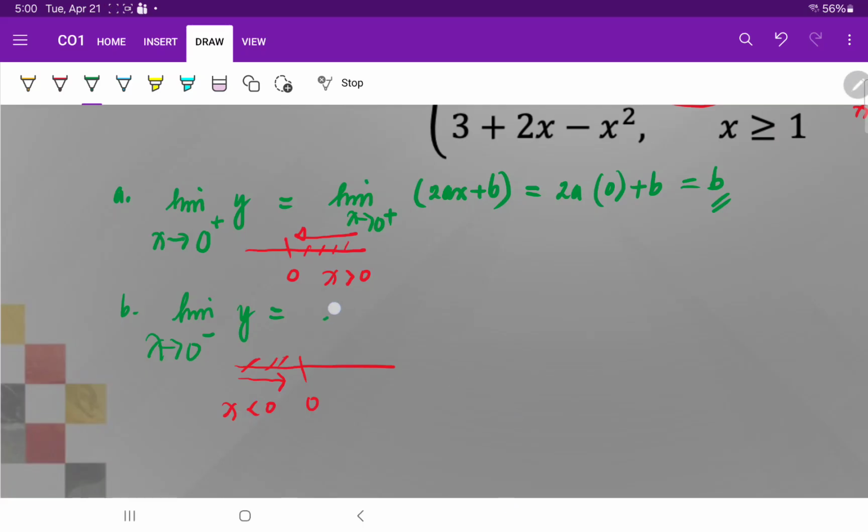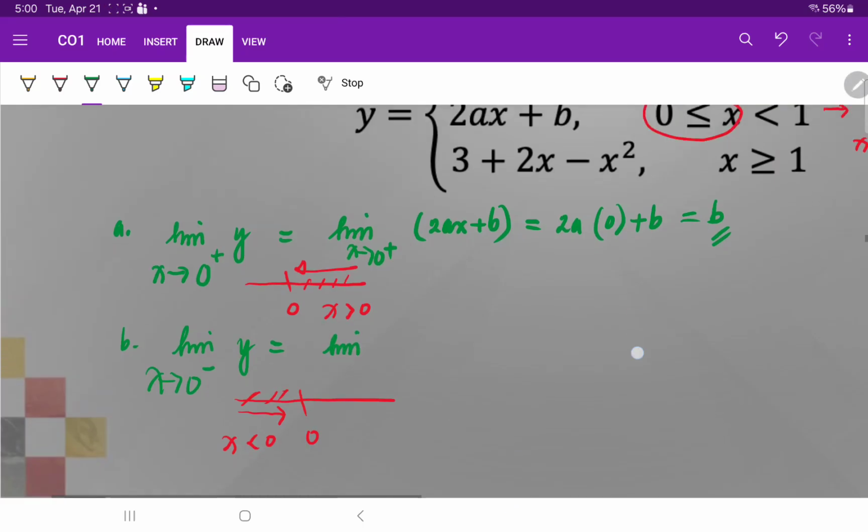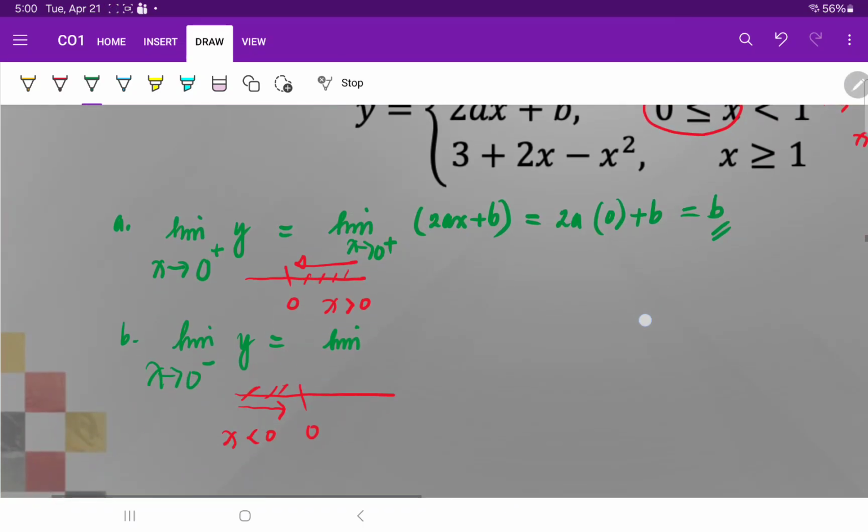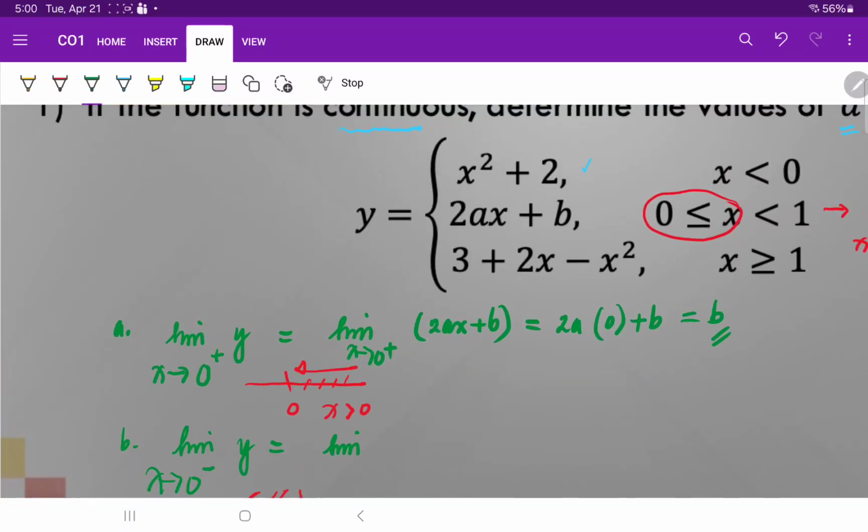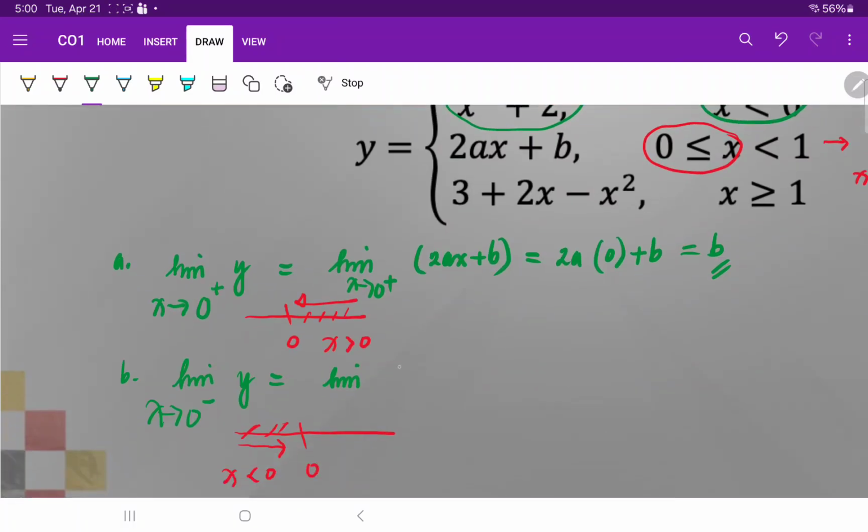Now, we solve for the limit coming from the left. So if it comes from the left, what should be your y? That is the region which is less than 0, so we'll be using this function. We substitute into x squared plus 2 as x approaches 0 coming from the left. If you substitute 0 for x, 0 squared plus 2, we simply have 0 plus 2.